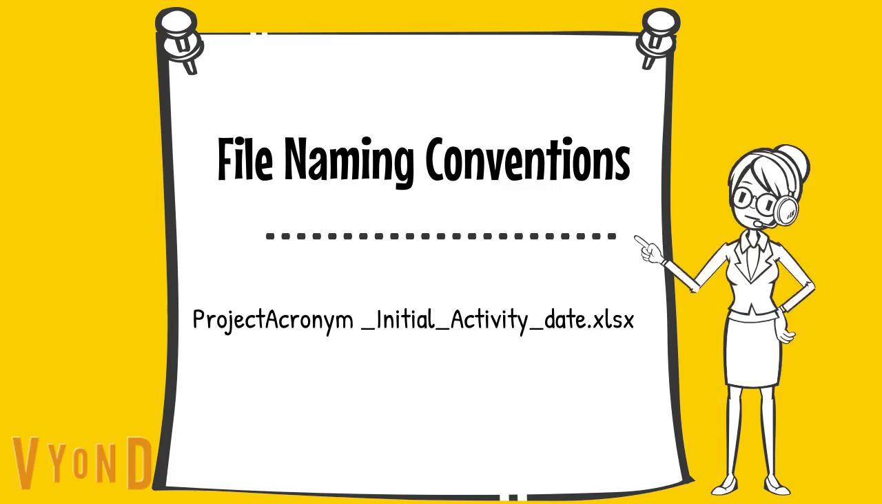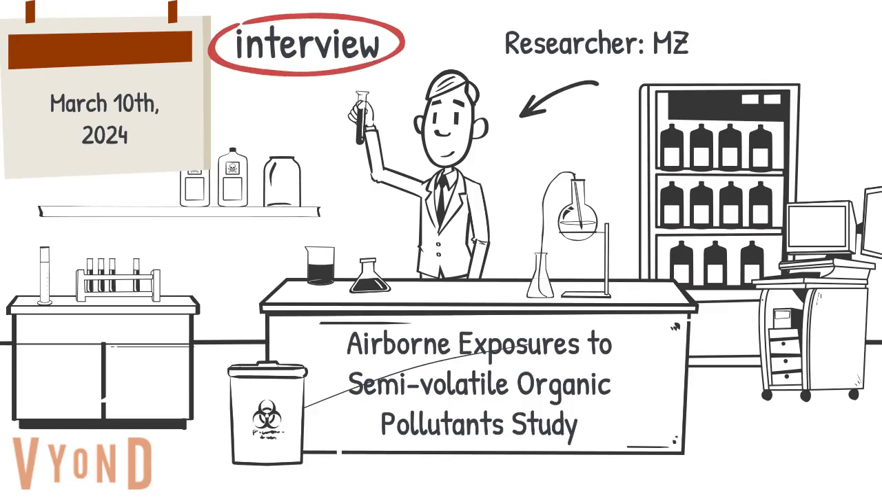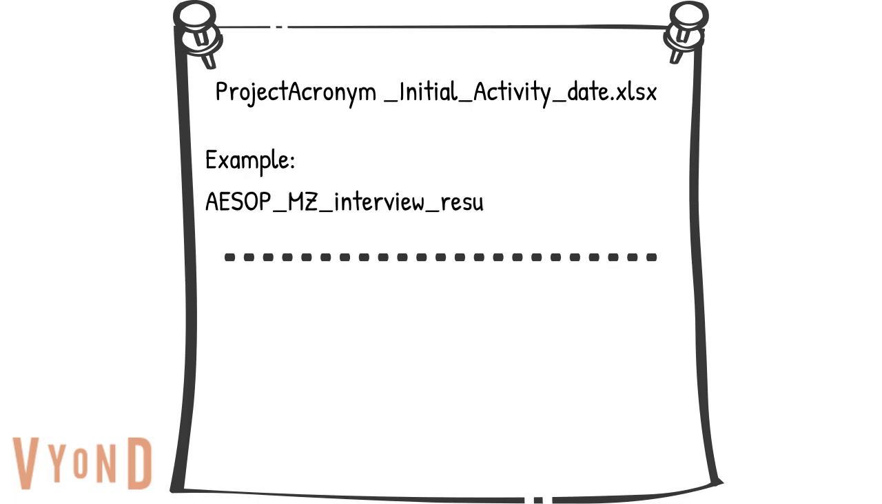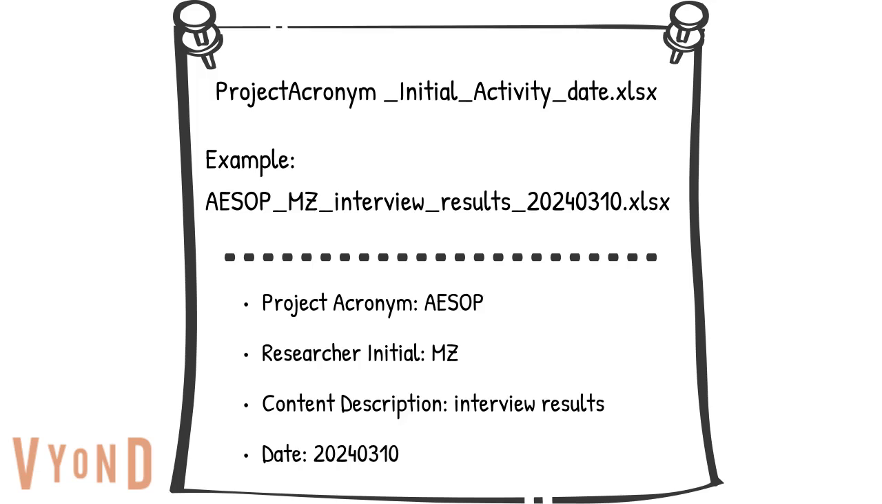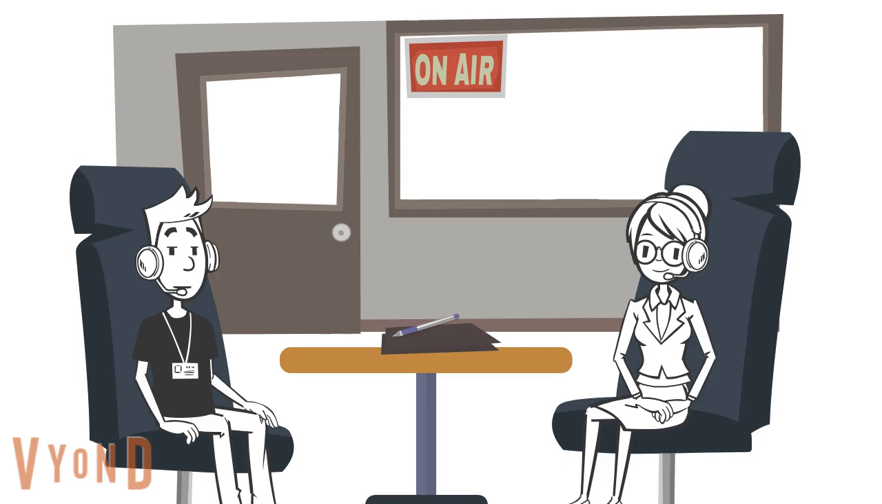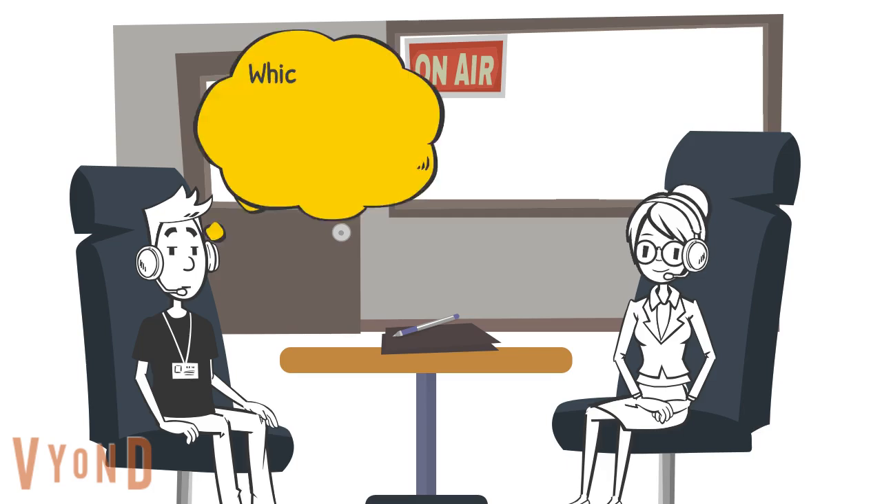Well, you can think of it like this. Each file name should have a clear structure. Let's say a researcher MZ is conducting an interview on March 10th, 2024, which is a part of the Airborne Exposures to Semi-volatile Organic Pollutant study. The file name could be ESOP_MZ_interview_results_2024_310.xlsx, where ESOP is the project acronym, MZ is the researcher's initials, interview results are the content description, and 2024_310 is the date. Perfect example. So anyone looking at that file will know exactly which project it belongs to, who created it, what it's about, and when it was created.